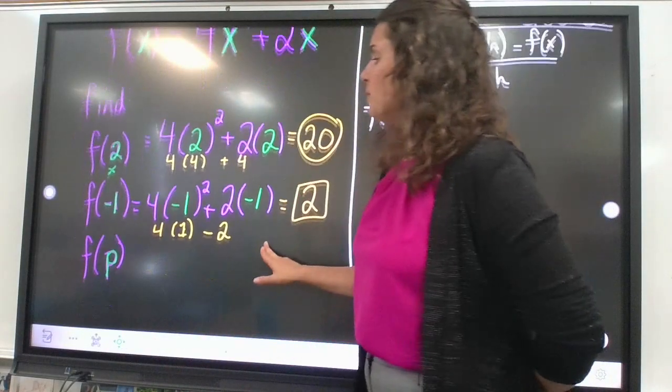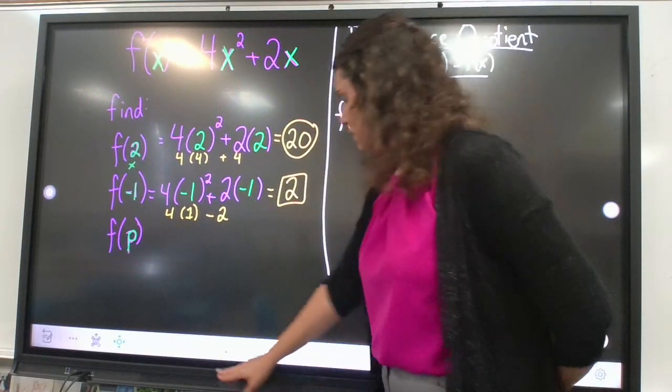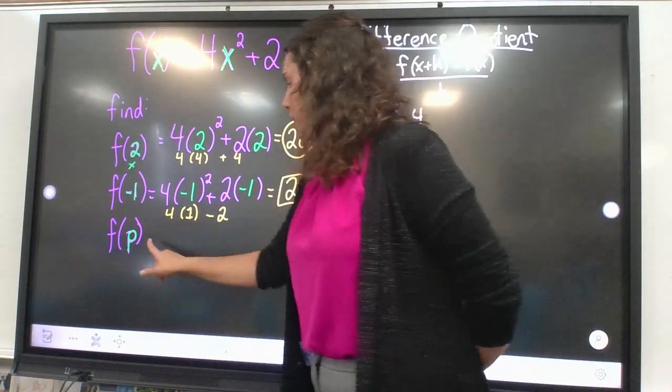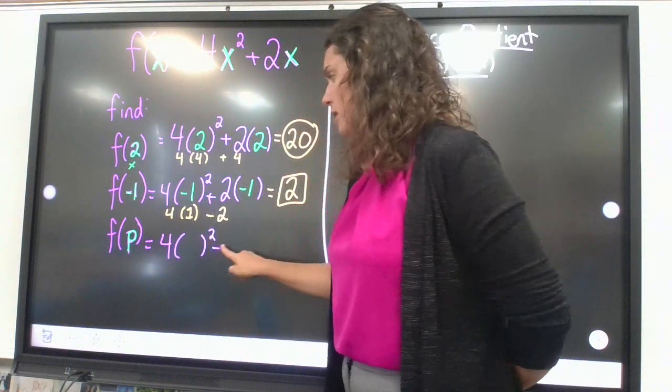Let me move up my board a little bit. I'll actually shrink it down so you can see all the things. So for this one, we're going to do the same thing. We have 4. We're going to plug in our letter this time.